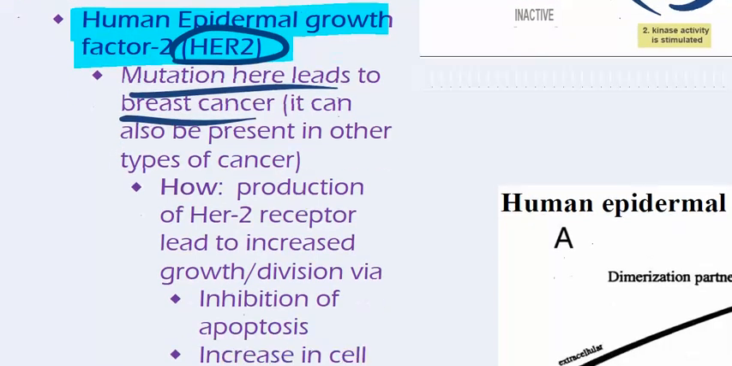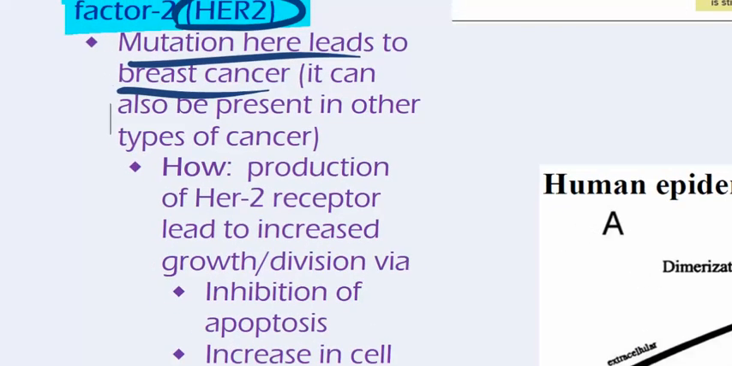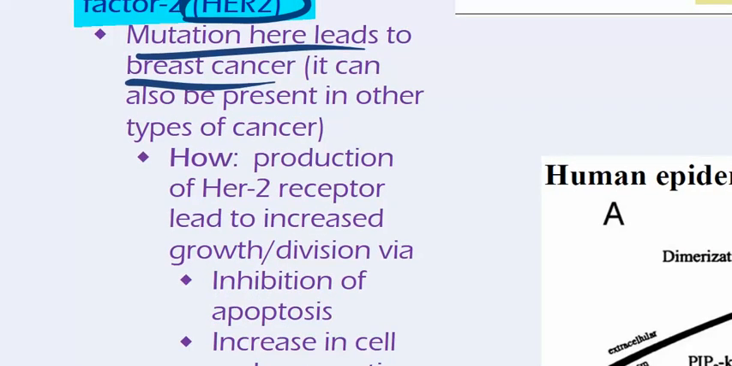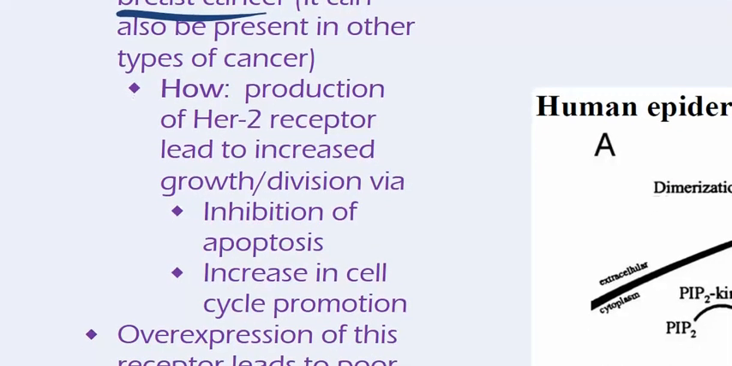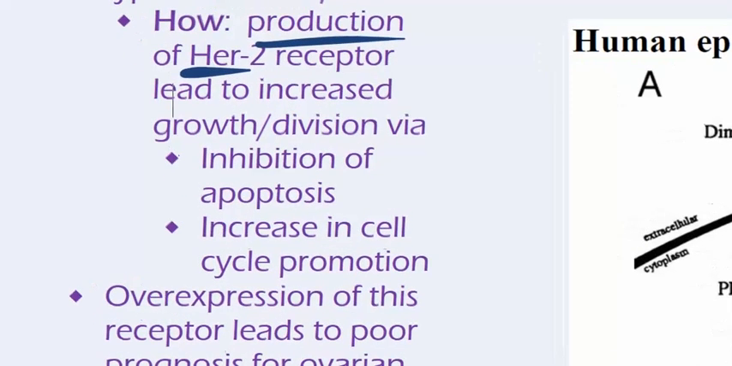HER2 overproduction, you see it in breast cancer, but it's not only for breast cancer alone. It can be a mutation in other cancers too. So I already said it: HER2 is going to be overproduced, and because it's overproduced, it's going to lead to increased growth and division.